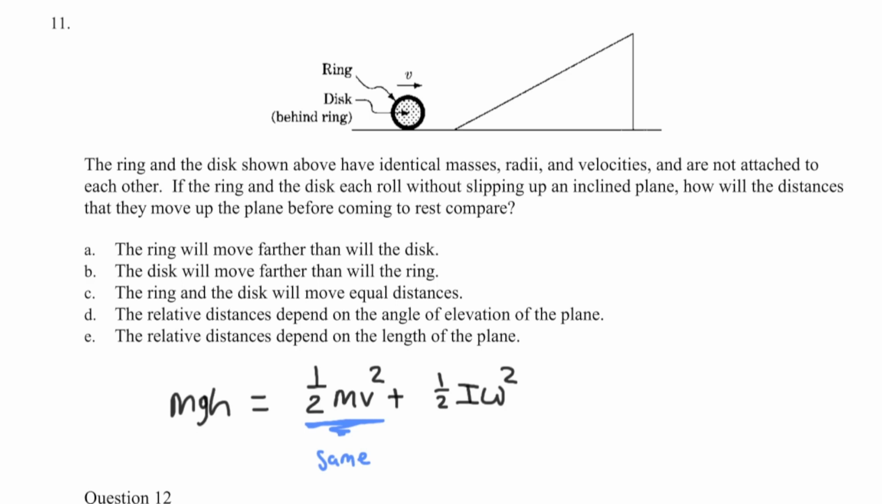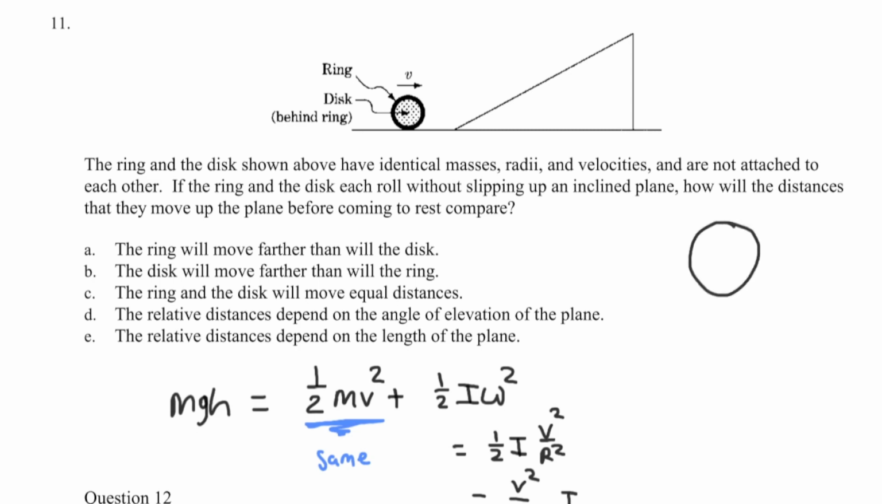But then we have to look at the rotation term. So this is equal to 1/2 times I times v squared over r squared, which is equal to v squared over 2r squared times I, just to show what it actually depends on. So all this stuff is a constant. So we're basically just asking, how do the I's compare between them?